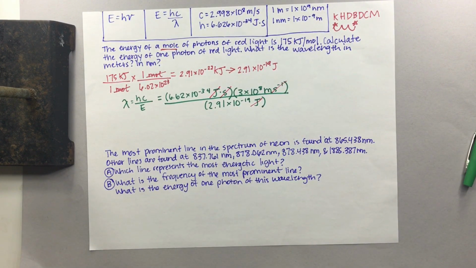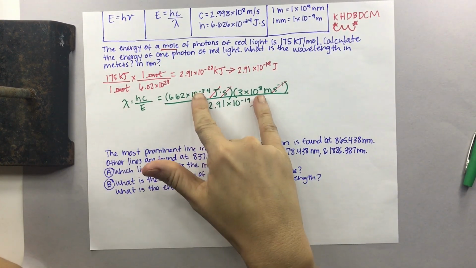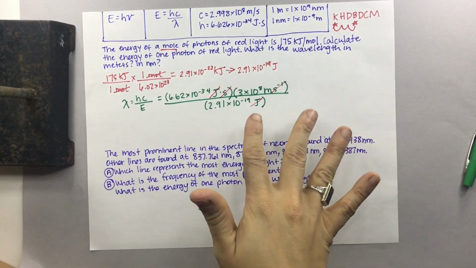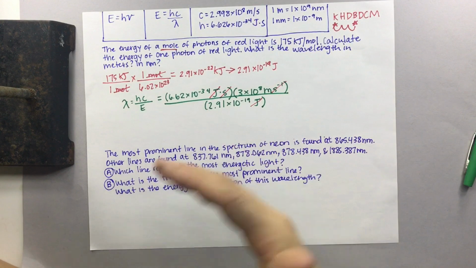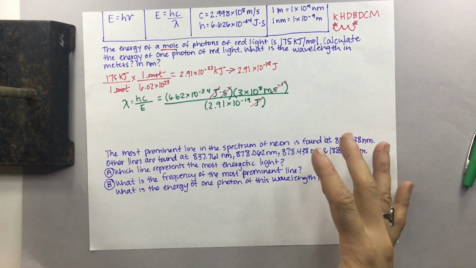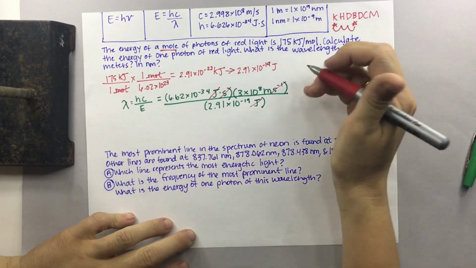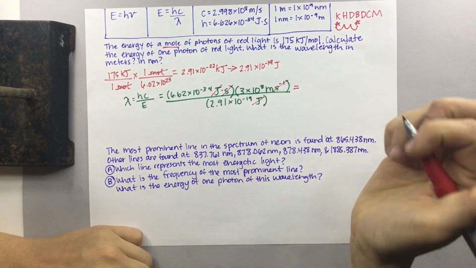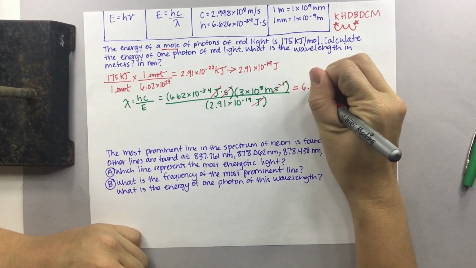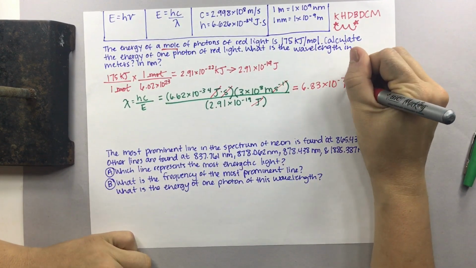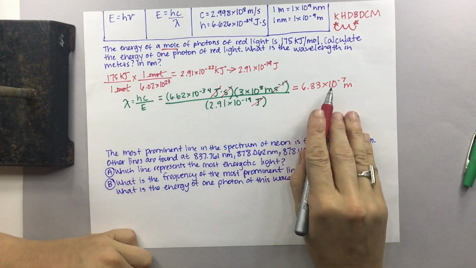Now, if this were a multiple choice question on the AP exam, we could do some quick math by just reducing the exponents, and that would help me eliminate some options. But if this were on the free response, obviously you could just put it all in the calculator. Whenever I do put this all in the calculator, it is going to be equal to 6.83 times 10 to the negative 7 meters. So this is my first answer.